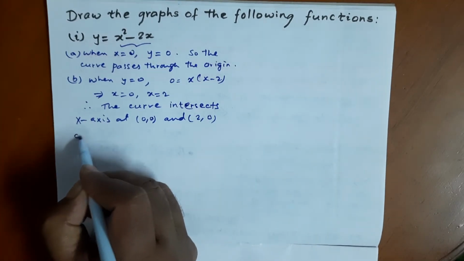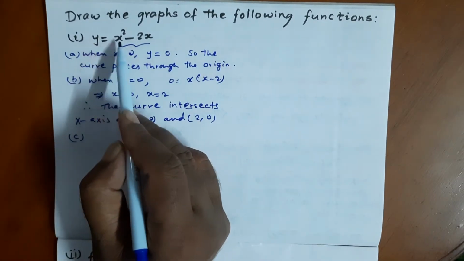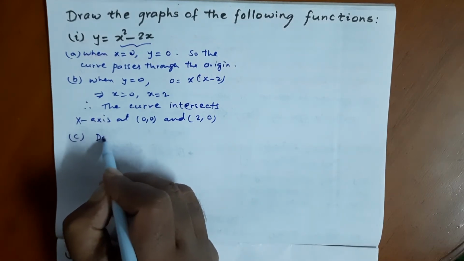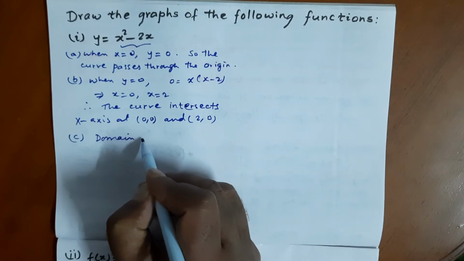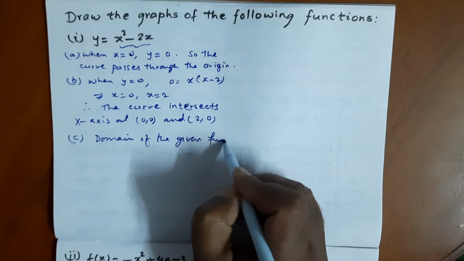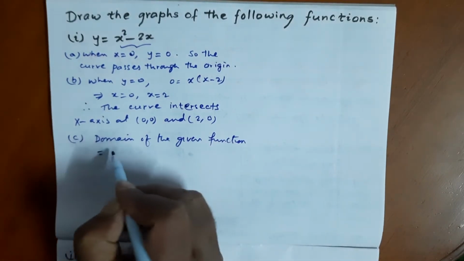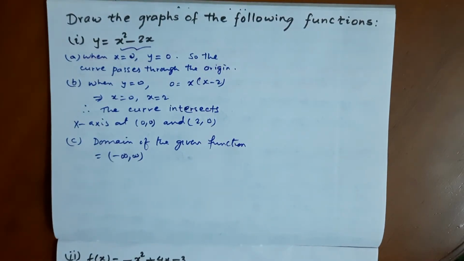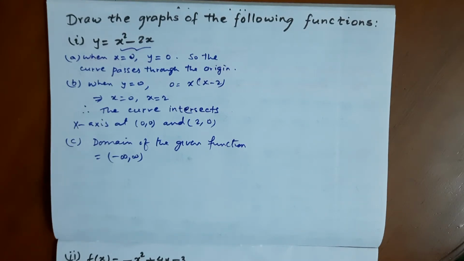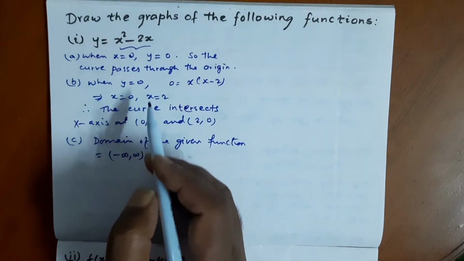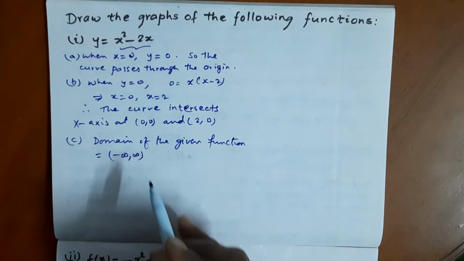Next thing is that here y is real for all real values of x, so the domain of the given function equals minus infinity to plus infinity. Just like in the exercise of the function where we found the domain and range, if we write all the language in detail it will be very lengthy, so I am telling it orally and writing the domain directly.